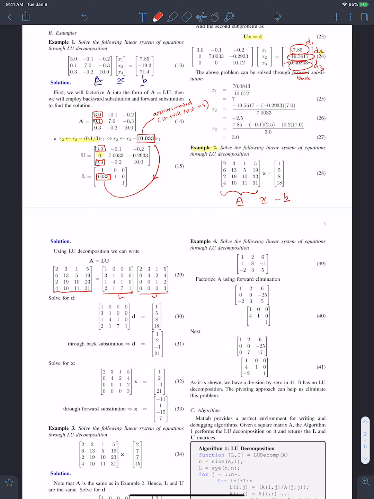So once you have L and U, we want to solve for L times D is equal to whatever B was given.